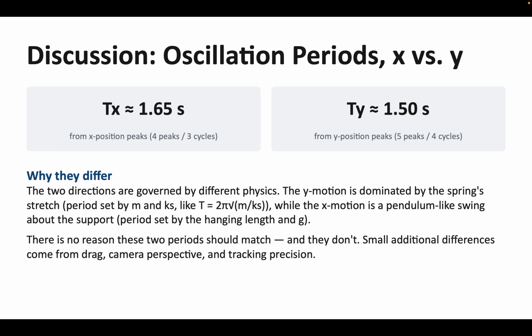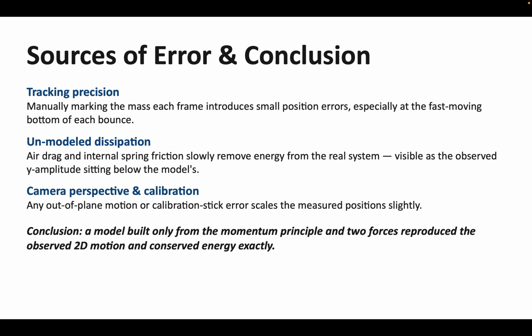Finally, sources of error: manual tracking, calibration precision, and drag, which my model leaves out, which is why there's a visible amplitude gap in the y. Overall, a model built from nothing but the momentum principle and two-dimensional forces conserves energy exactly. Thank you.